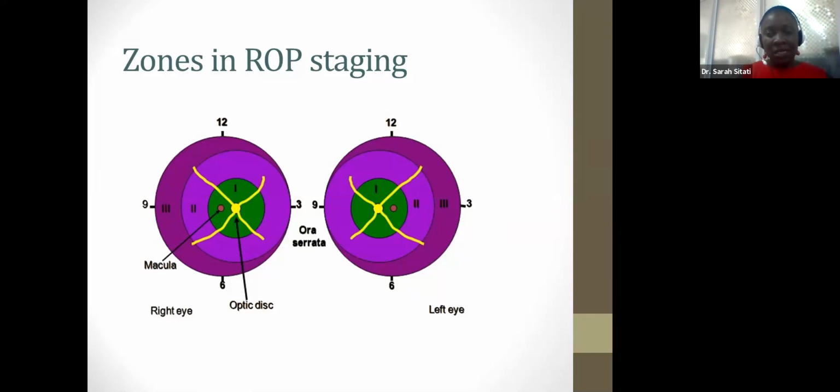It means this child is developing ROP quite early in life. The rest of the retina has not developed, and usually will need a number of treatments before the vessels grow out all the way to the third zone, or to zone 3.